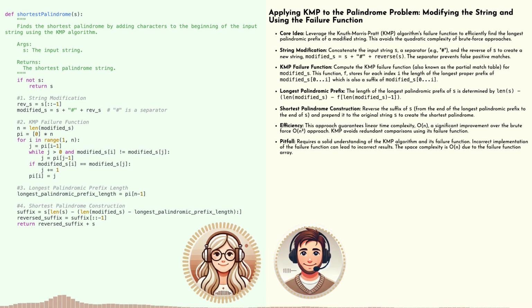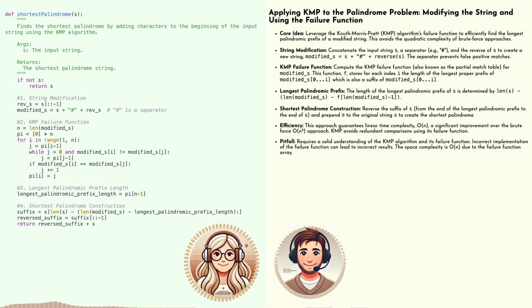The failure function tells you, based on the pattern you're searching for, how far you can shift your search forward without missing a potential match. So it helps us avoid unnecessary comparisons and makes the search much faster. I'm starting to see how this could be powerful. But how does this failure function relate to finding the shortest palindrome in our modified string?